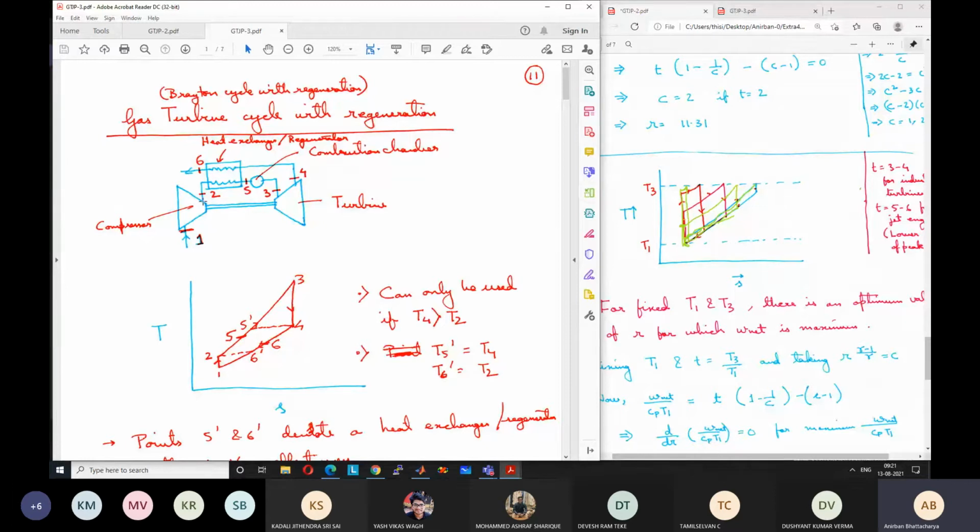If the temperature of the air coming from the compressor is increased by this process, the heat addition that will be required in the combustion chamber will be lower. As a result, we will need less fuel input in the cycle, the work output will remain the same, and the efficiency will increase as a result. So this is the idea behind this. With this modification, the cycle looks like this schematic diagram.